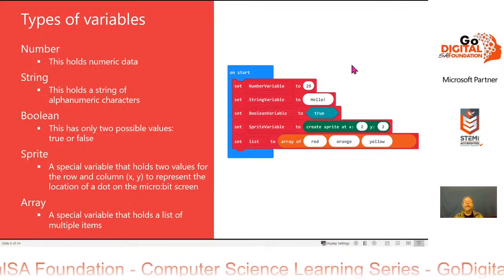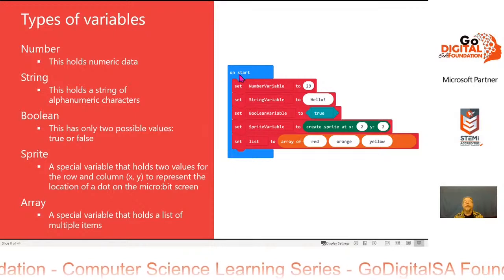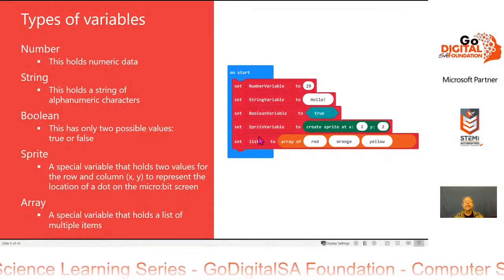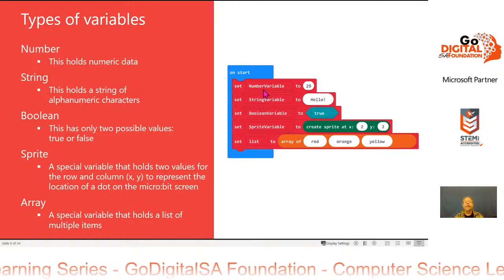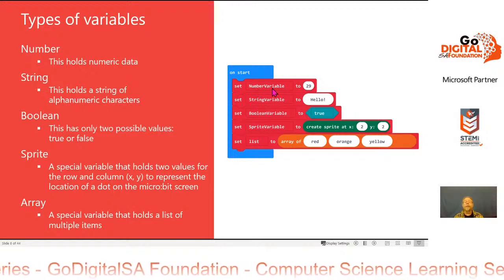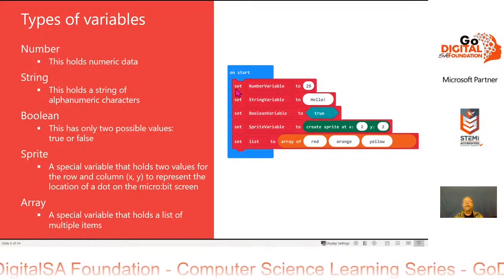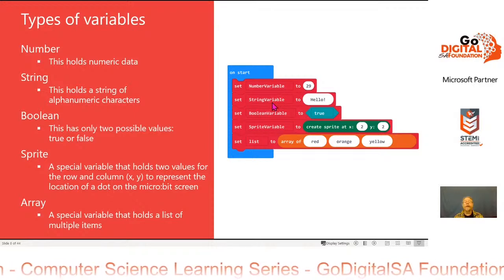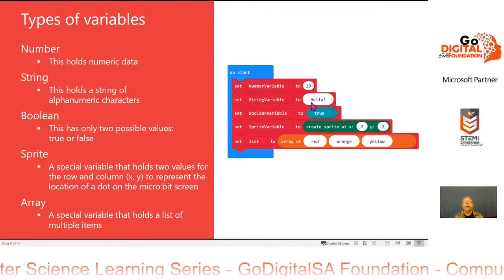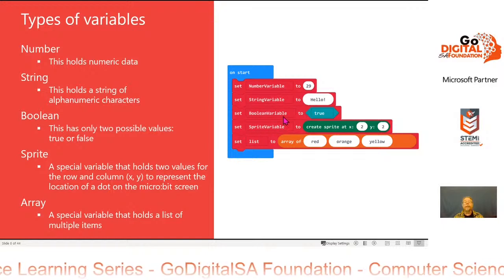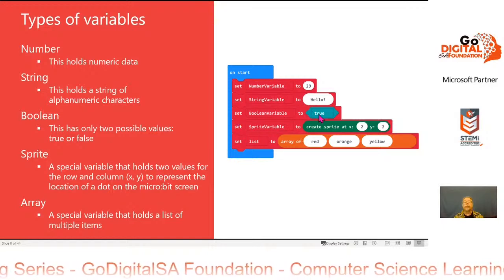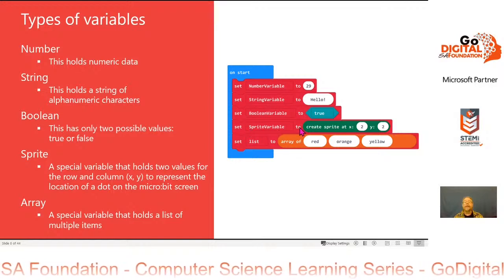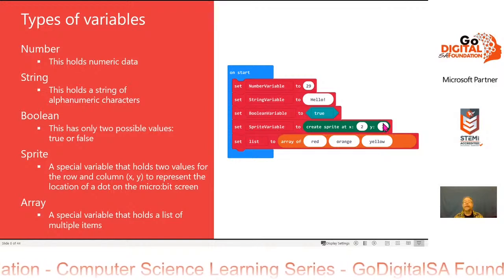Okay, so here we've got an example of code in Make code where on start we want to set these variables to values. We've got a variable called number variable. We've given it this name and we're setting it to 29. We've got a variable that we called string variable and we're setting it to hello. We've got a variable named Boolean variable and we're setting it to true. We've got a variable called sprite variable and we're setting it to create a sprite at x2, y2.